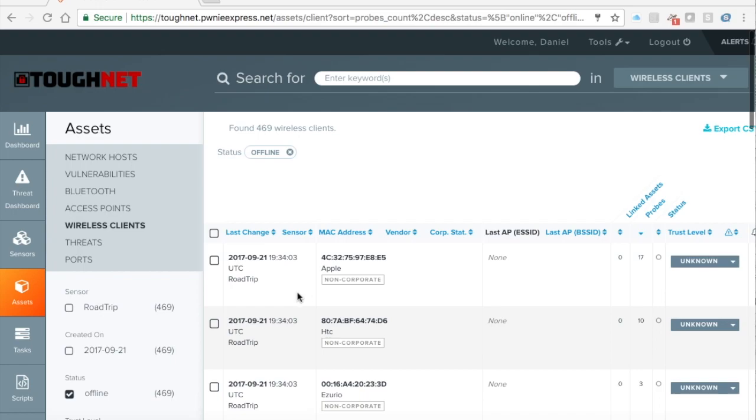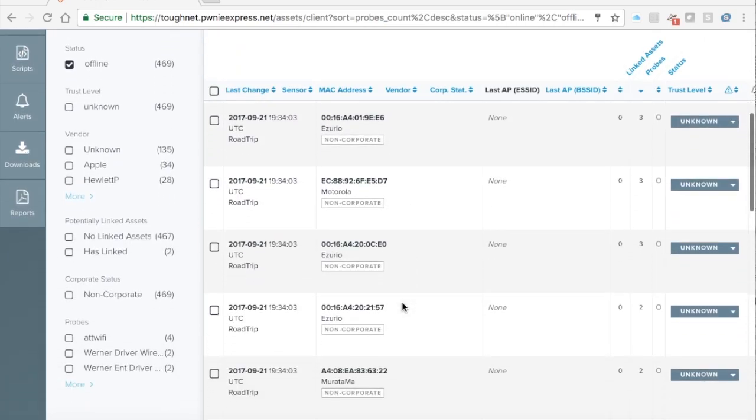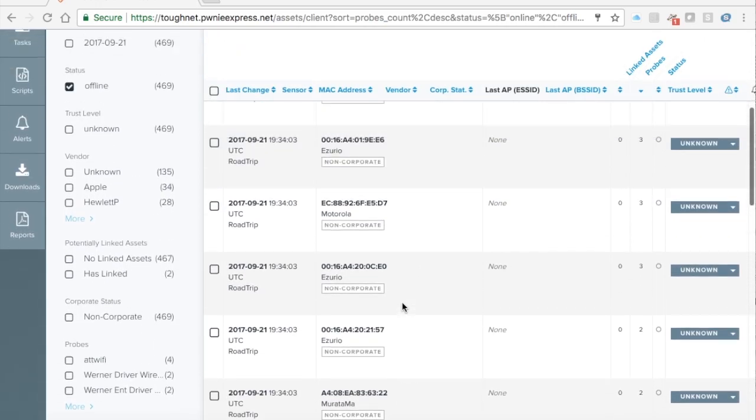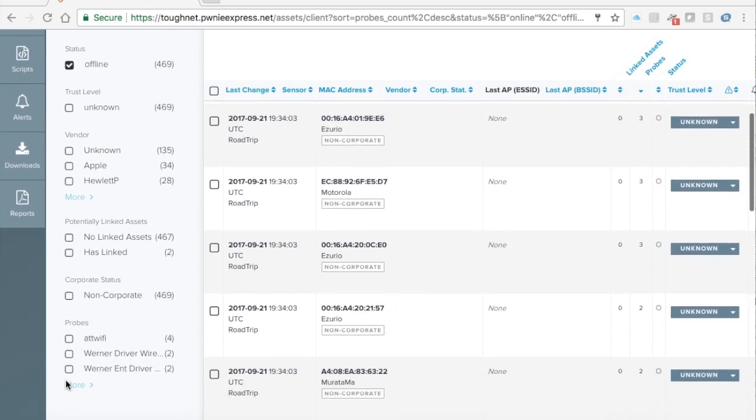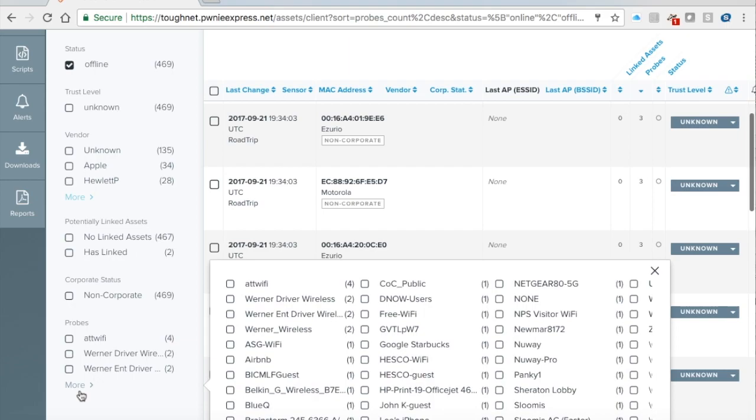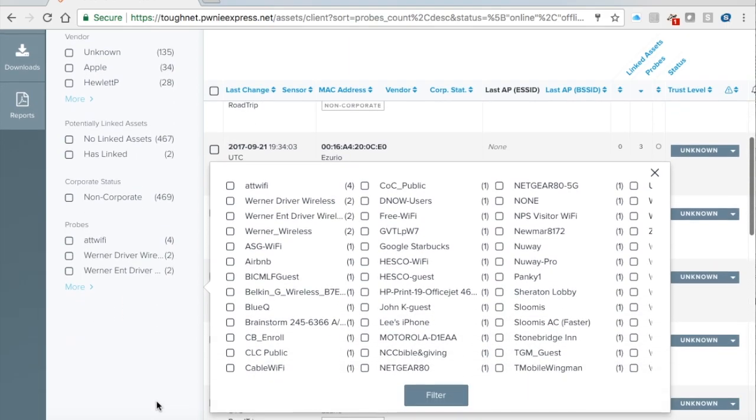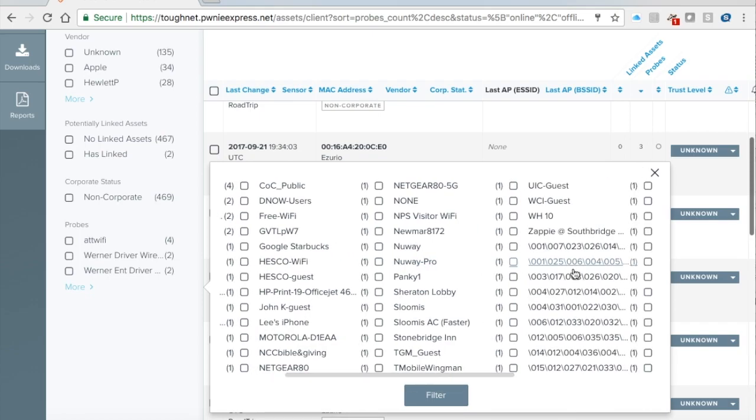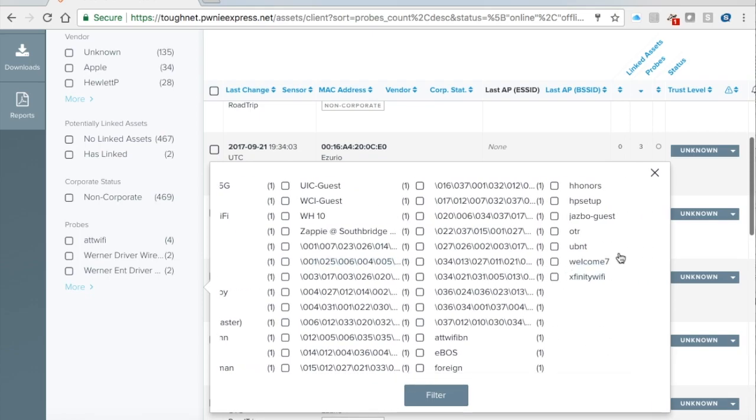So we can go in here, right, into our wireless clients area under our assets section, and take a look and identify what devices, what probes, right, those client devices had sent out. So we can look and see, hey, these are all the SSIDs, right, or the networks that these devices were trying to connect to, which gives us some interesting information, right? Because we have quite a few out there.